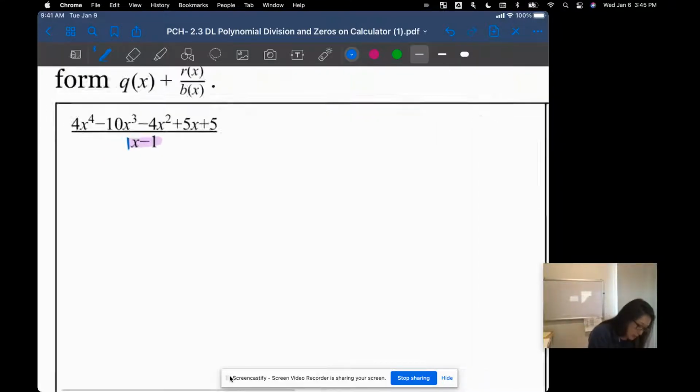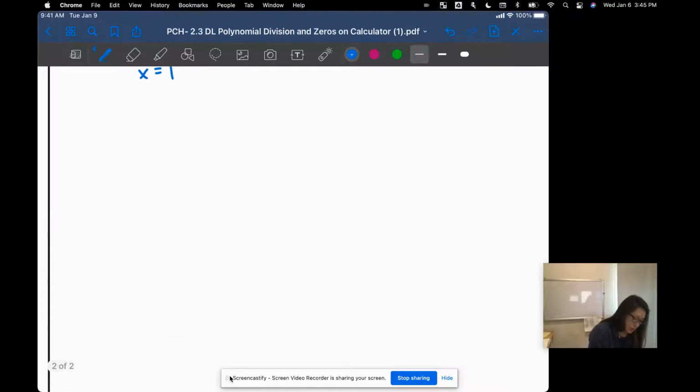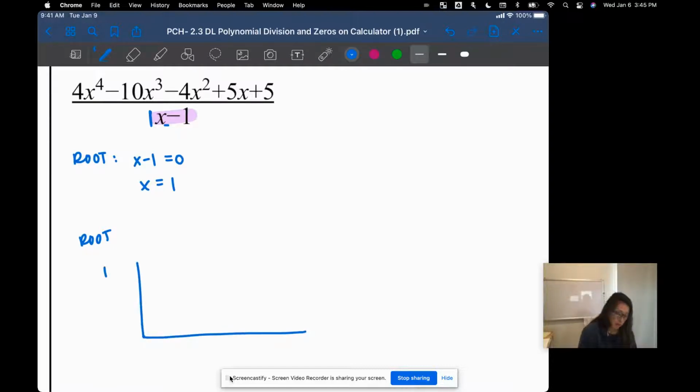Okay. So here's what we do. We take the root of the divisor. So x minus 1 would have a root. If I set it equal to 0, I see that x would equal 1. That would be my root, okay? So next, I put the root on the outside. And then on the inside, I put the coefficients of each one of my terms.